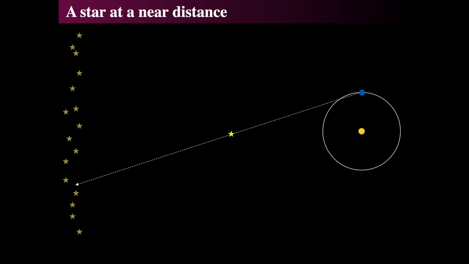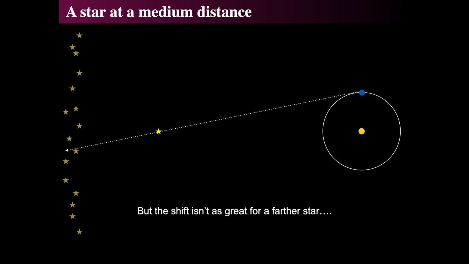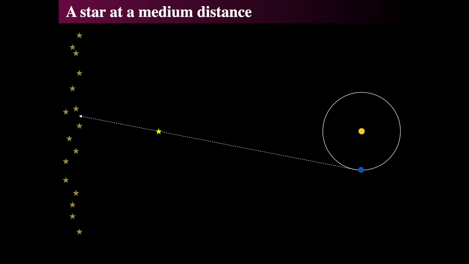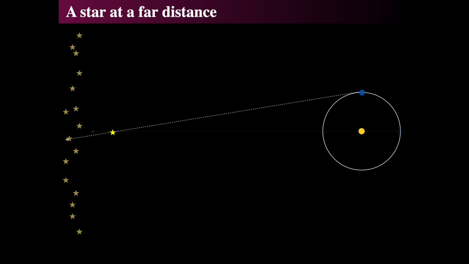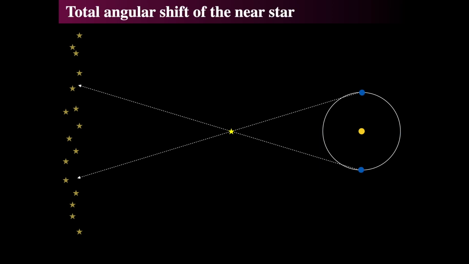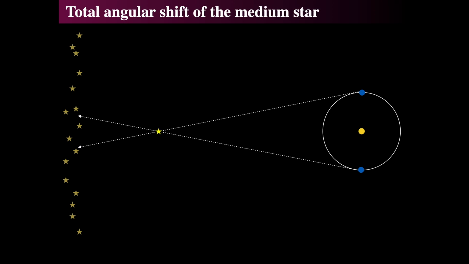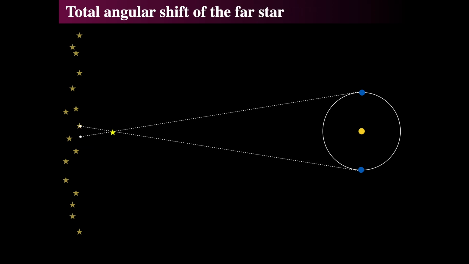Now let's take a look at a medium star, some star at some medium distance, meaning medium with respect to our ability to see it. And now we see that the shift isn't as great with respect to the background stars. And if we go to a further star, we see that it's smaller still. And so let's look at the total angular shift of this nearby star, then look at the medium star, and then look at the very far star.